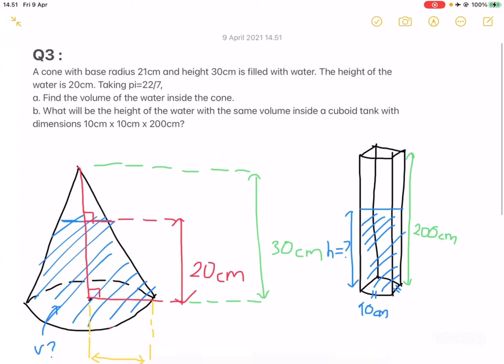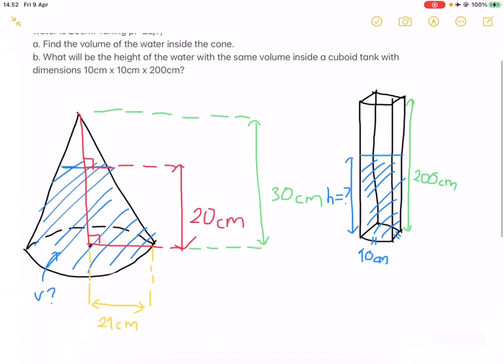Alright, for question 3, this is the last question. A cone with base radius 21 centimeters and height 30 centimeters is filled with water. The height of the water is 20 centimeters. Taking pi equals 22 over 7, find the volume of the water inside the cone, and later on we need to find the height of the water with the same volume, but instead inside a cuboid tank with dimensions 10 centimeters times 10 centimeters times 200 centimeters.